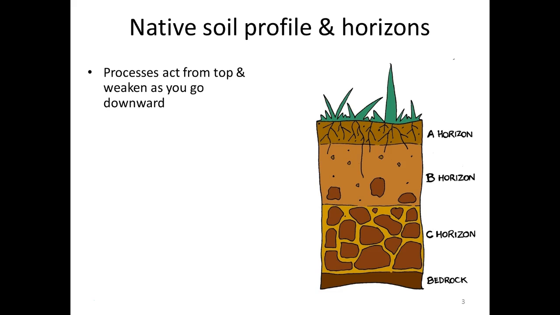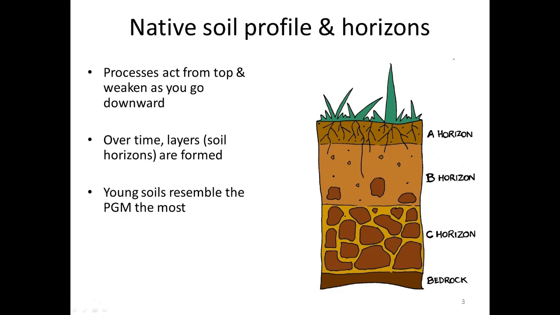Now let's think about a native soil profile. In other words, a soil that has developed for hundreds of years under a stand of trees or in a grassland environment or the alpine. Processes that we talked about in the previous class, think about calorped, they tend to act from the top and weaken as you go downward in the soil profile. Over time, layers, these soil horizons, are formed.